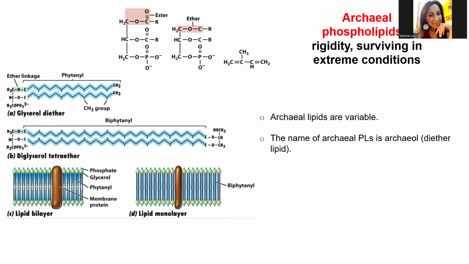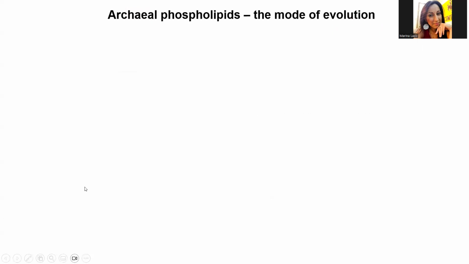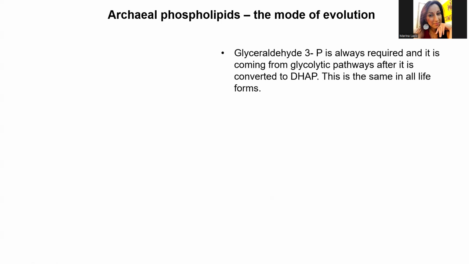And the name of the archaeal phospholipid is archaeol, the ether lipid, but they also have different moieties attached, R1 and R2. They vary in length. They usually have more carbons than in bacteria, so 5C atoms, and there are cyclic rings in archaeol, again, so they can deal with stressful conditions. And archaeal phospholipids are the mode of evolution. Why? Again, that's where diversity comes into the game.